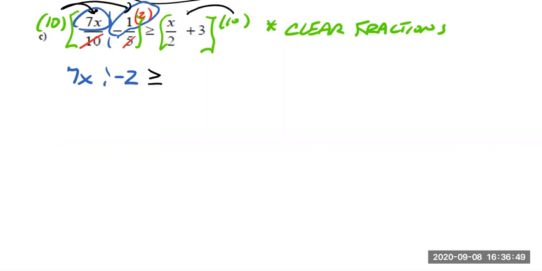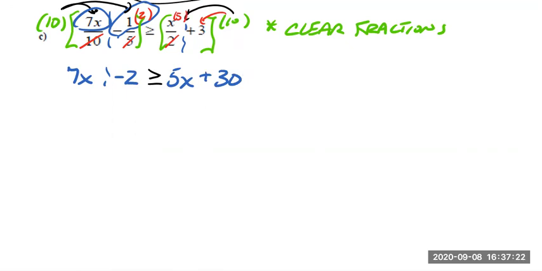Now we'll distribute the 10 here to x over 2 again. This time the 2 in the denominator will cancel with the 10, and it leaves a factor of 5. So the term that we get here would be 5x. And we still need to distribute the 10 to the 3. Nothing cancels, so I just multiply. This would be plus 30. So clearing fractions is a good way to simplify.